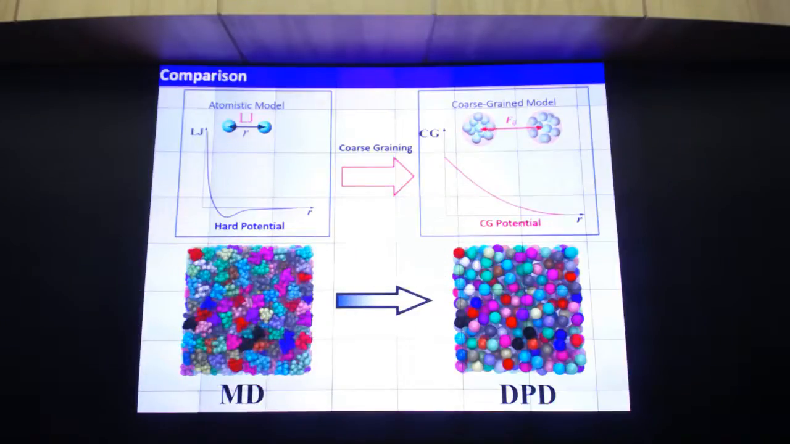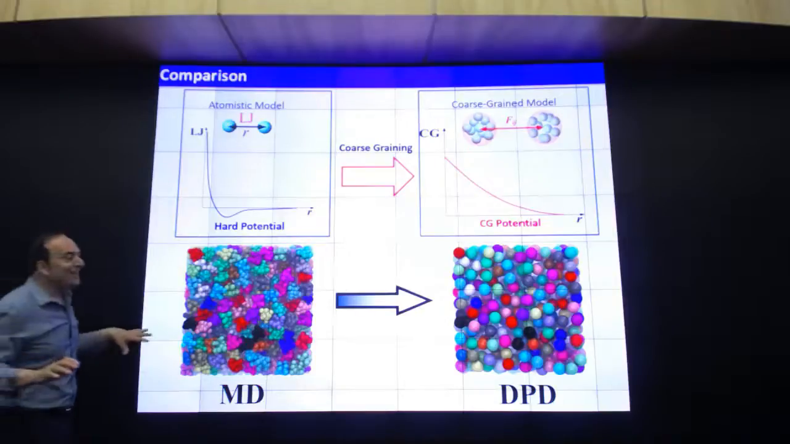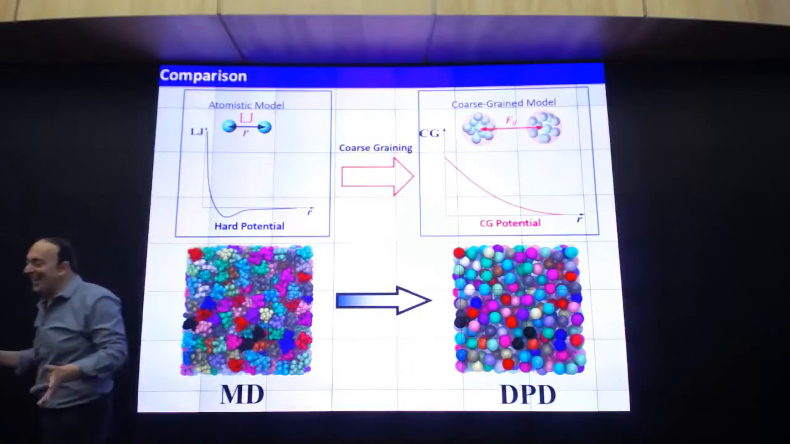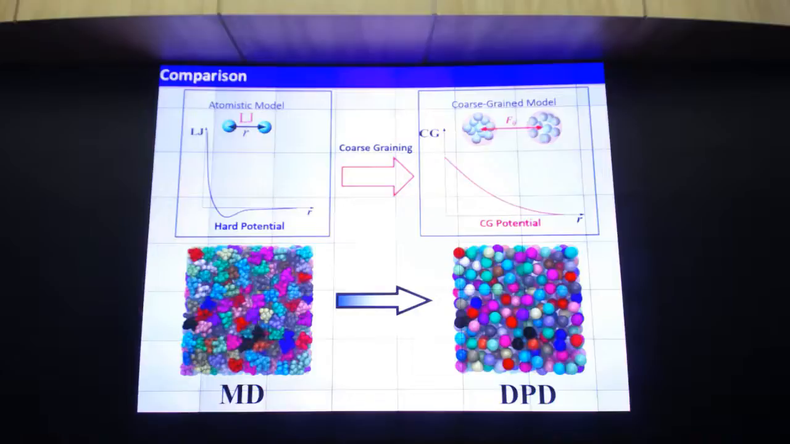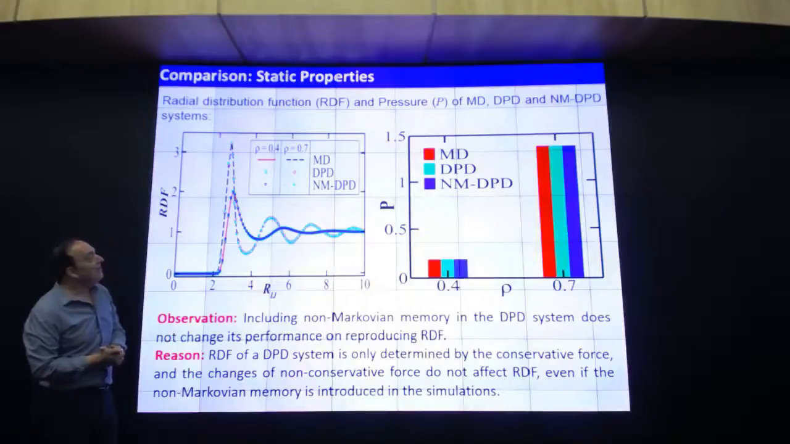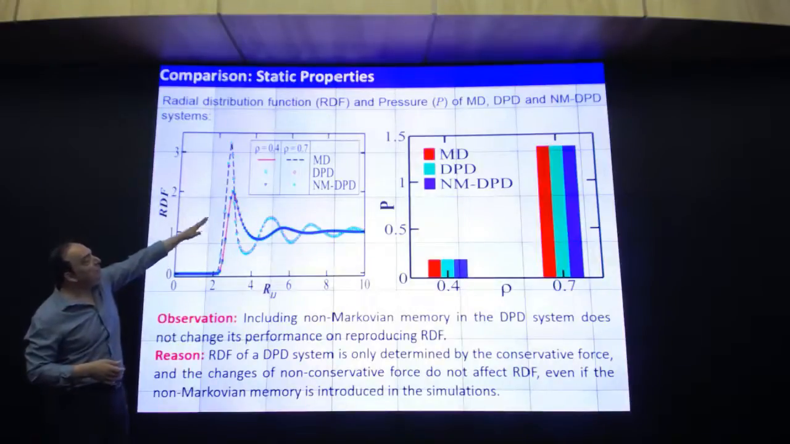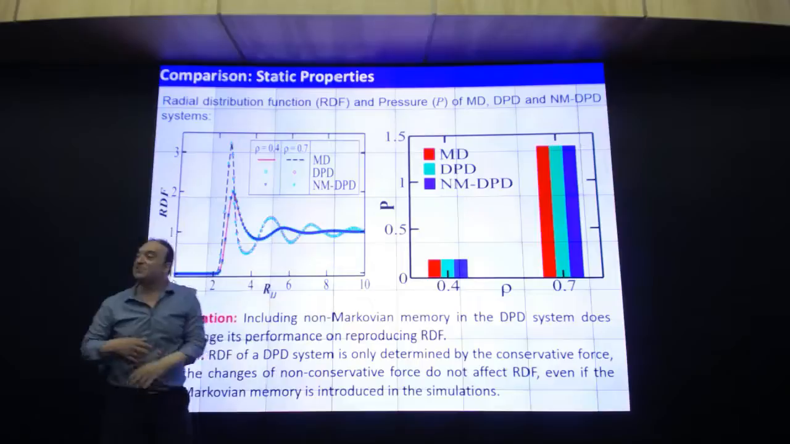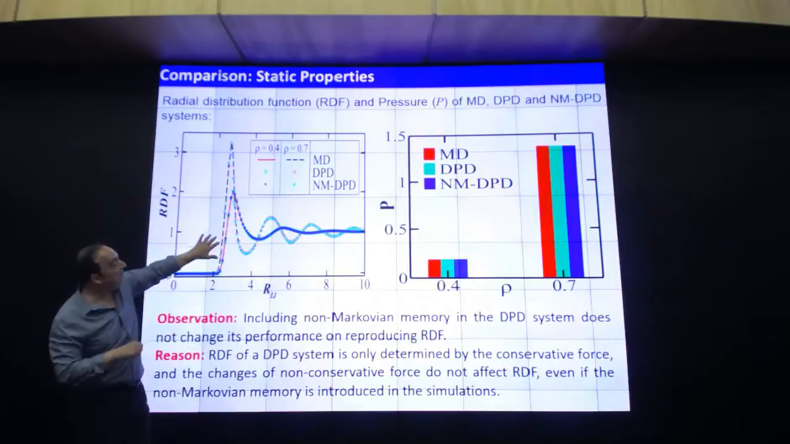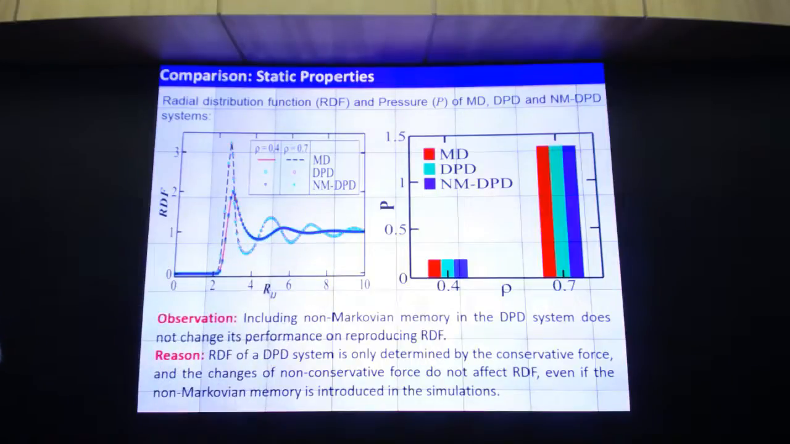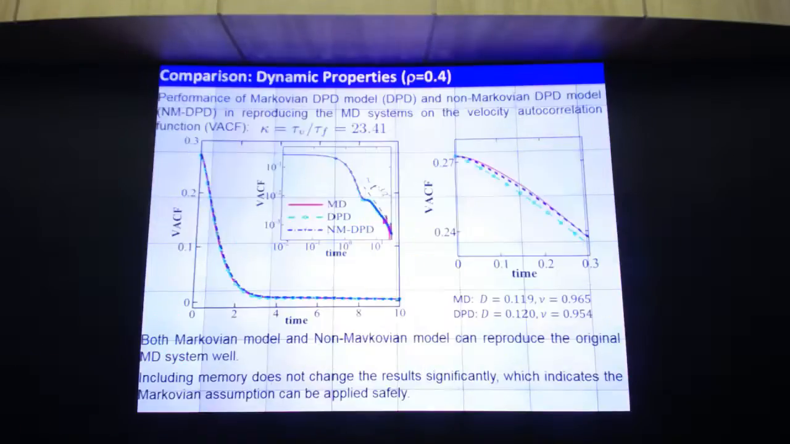Okay. And let's look at the question: is the structure of this fluid the same as this? And it doesn't look the same. It doesn't really look the same, but if you look at the probability, which is expressed by g(r), the one that I introduced, it shows that for the two densities, whether you do molecular dynamics, DPD, or non-Markovian DPD, it turns out that the fluid is the same. It turns out the equation of state for both densities is the same, no problem. And you expect that the memory effect doesn't affect the equation of state, the conservative part, but affects the dynamics, as we see.